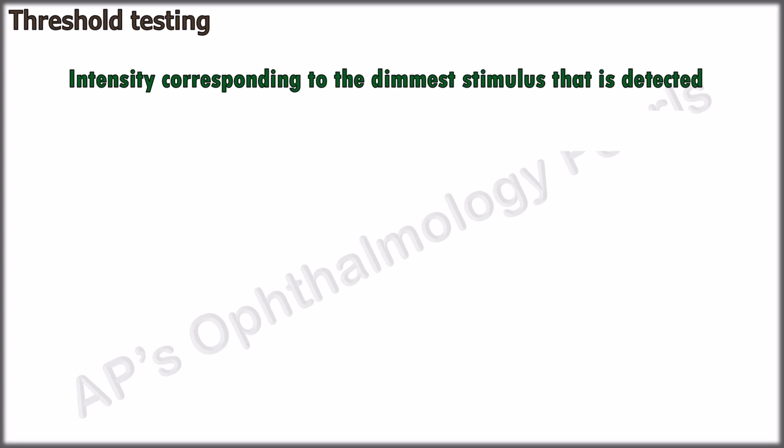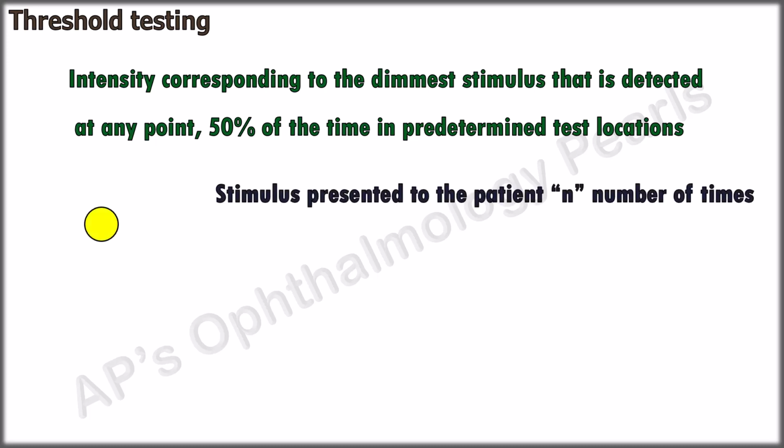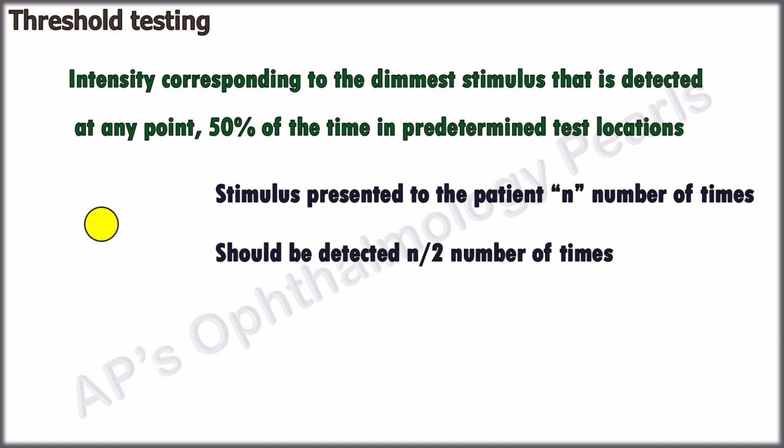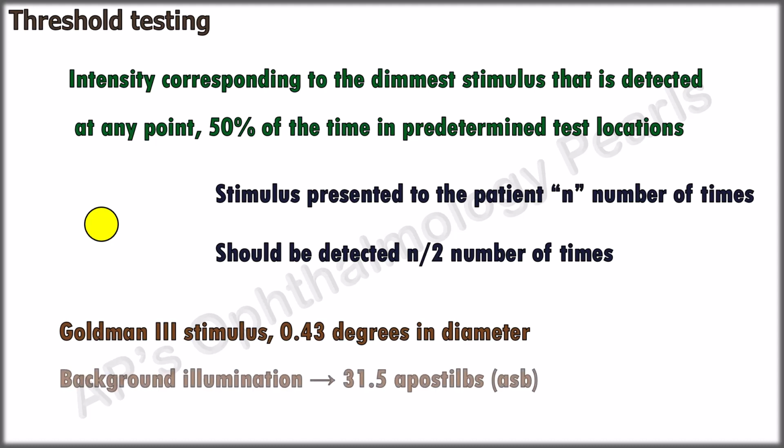Threshold testing is what is routinely followed today. Threshold refers to the intensity corresponding to the minimal luminance of the stimulus that is detected at any point 50% of the time in predetermined test locations. So let's say that at this point in the visual field, this stimulus is presented to the patient n number of times. The patient should detect it at least n by 2 times. This threshold is determined at multiple points in the visual field and compared with age-matched standards. In Humphrey perimeters, a Goldmann size 3 white stimulus is routinely used against a white background illumination of 31.5 apostilbs.